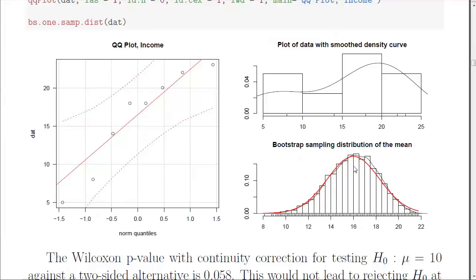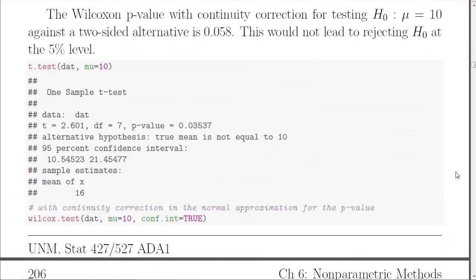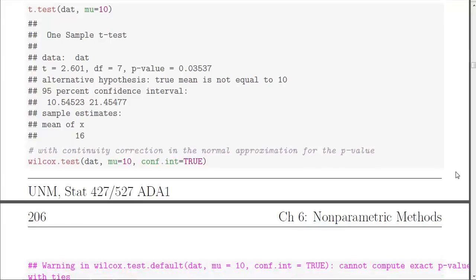And here in the bottom right is the bootstrap sampling distribution of the mean, somewhat normal. So I would probably feel pretty comfortable doing a t-test in this case. But let's see what the Wilcoxon test does compared to the t-test p-value. So here's the t-test assuming that mu equals 10. We have a p-value of 0.035, so it's less than 0.05. We'd reject the null in favor of the alternative that the mean is not equal to 10.